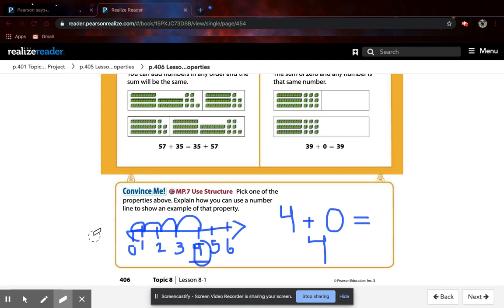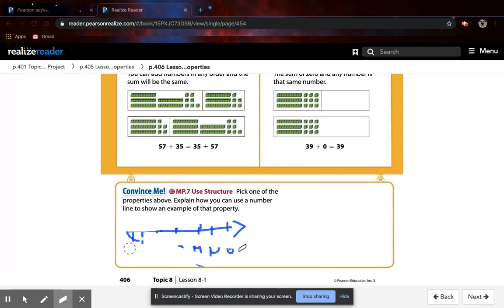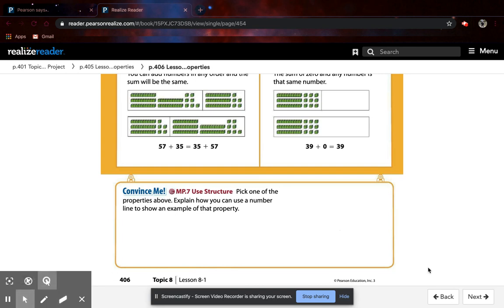And yes, you could also show the associative property or the commutative property on a number line. And it's completely your choice, whichever one you're most comfortable with. Showing on a number line is fine with me. I just chose to show the identity 0 property. Okay, and then now we're going to move on to the next page.